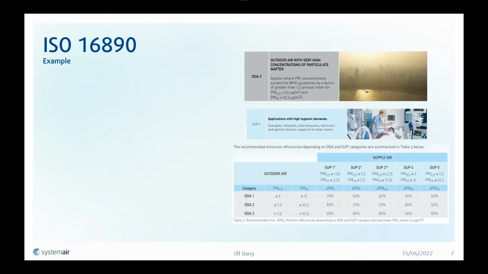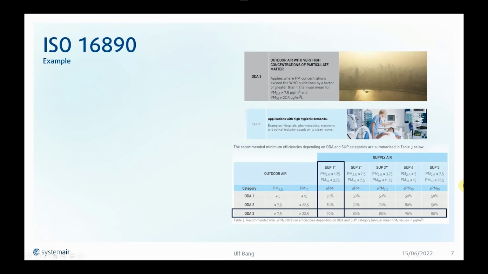Let's take an example. We have outdoor air ODA 3. We are in the city at a hospital, so we have high hygienic demands, so it's a SUP 1. And if we check the reference table, then we can see that ODA 3 SUP 1 will require an ePM1 90% filtration.